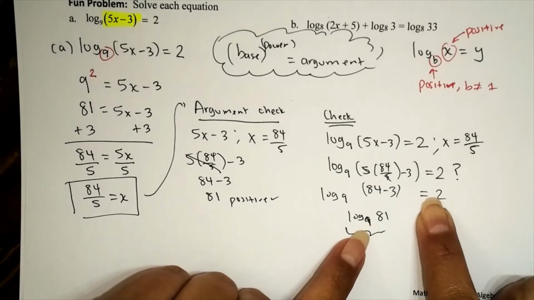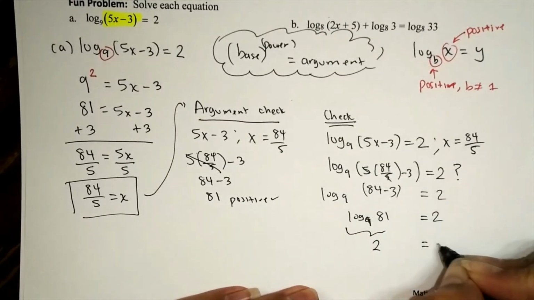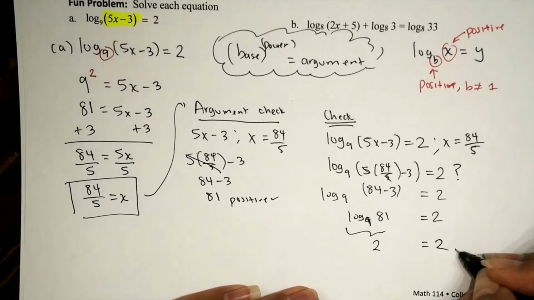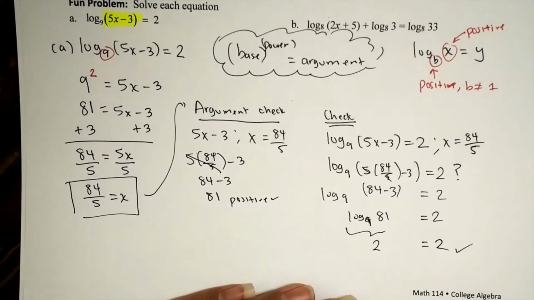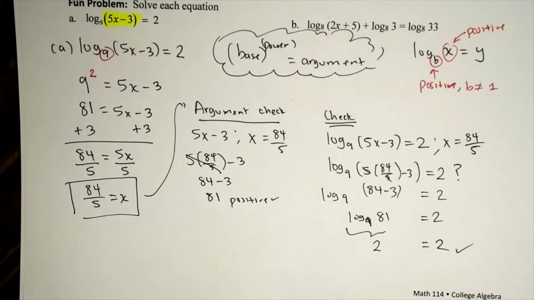Last time I checked, 9 to the second power equals 81. So log base 9 of 81 simplifies to 2. So left side is 2, right side is 2. Now that we actually checked it, because we're overachievers, we know that our answer is correct. Cool. So that's one problem down, one more to go.